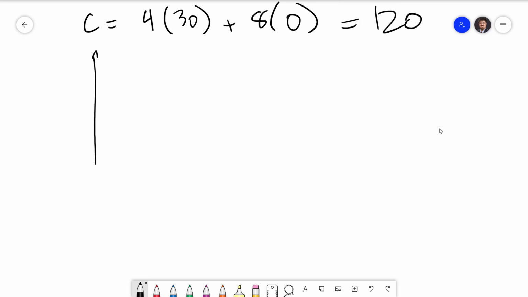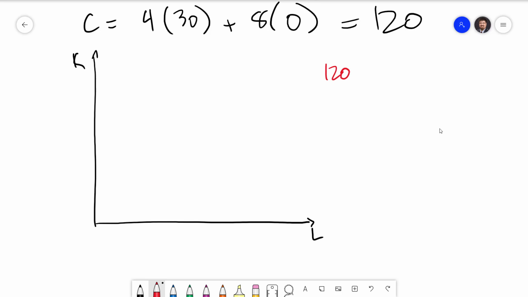Let's draw the graph of this one. Again, we're going to put L down here and K up here. First, we'll graph the isocost, which is 120.